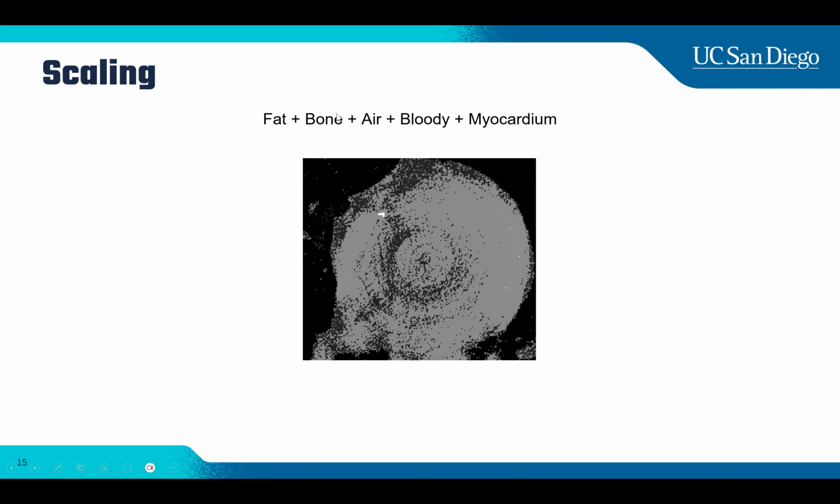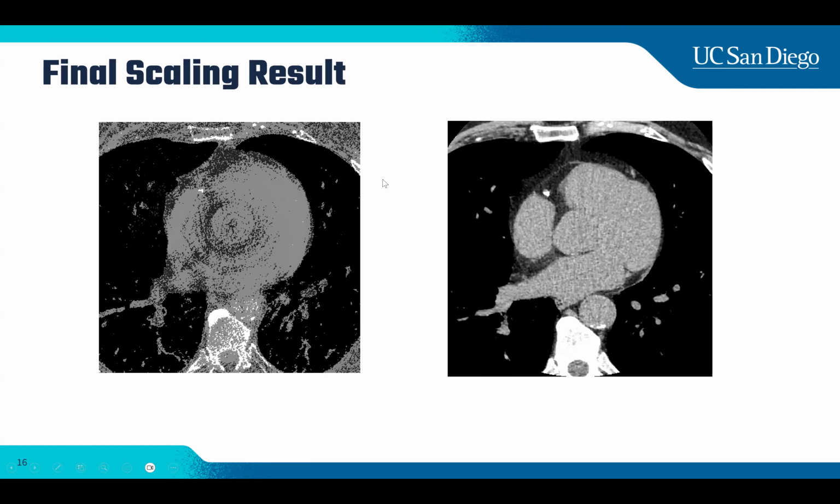I just overlay one on top of another. So fat plus bone plus air plus blood plus the myocardium. This is kind of like the heart I got. So I did this for the whole scan image. Here's the final result I can get. This is like the best I can get.